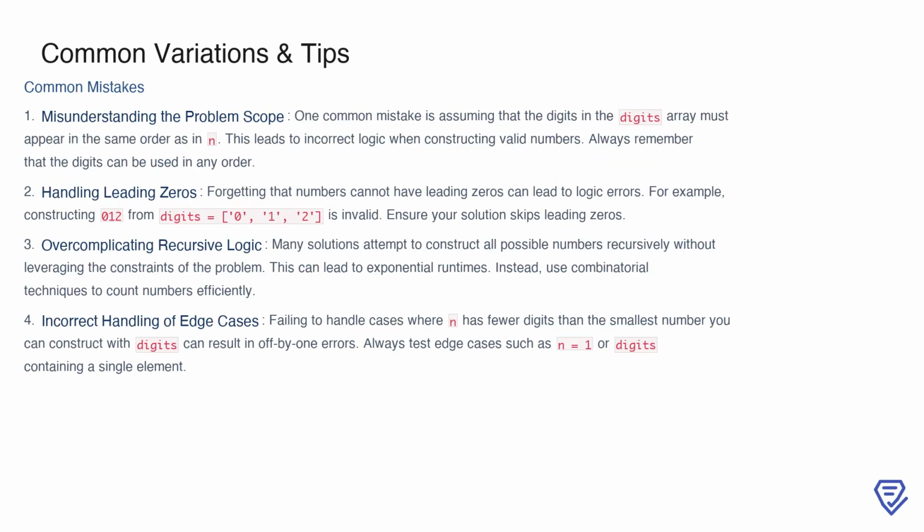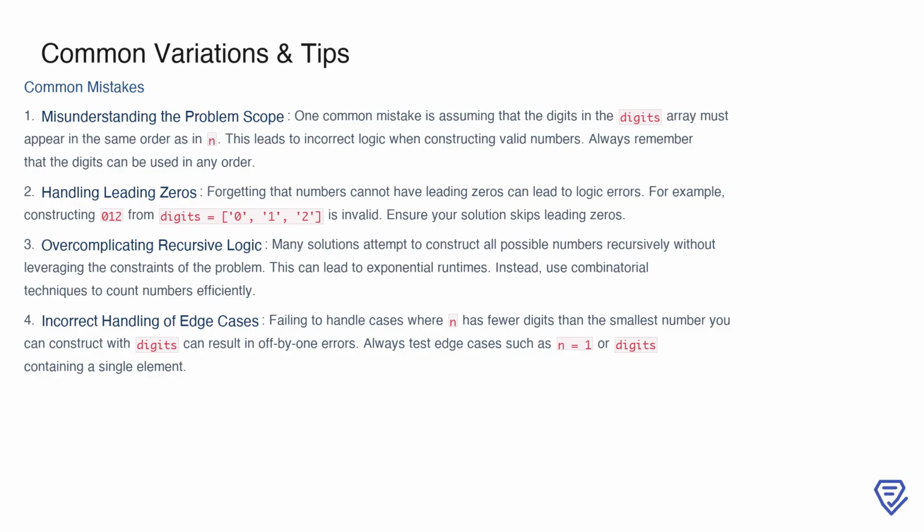When solving this problem, there are several common pitfalls to watch out for. First, it's easy to misunderstand the problem scope and assume that the digits in the given array must appear in the same order as in the number n. This is not true. Digits can be used in any order as long as they form valid numbers, so your logic should take this into account.